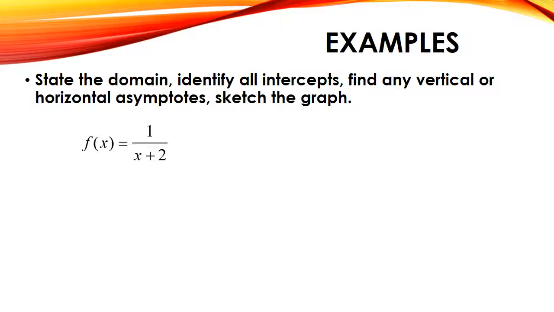Let's try an example. You're going to state the domain. You're going to identify the intercepts. Remember, the x-intercepts are the places where y equals 0, and the y-intercepts are the places where x equals 0. You're going to find any vertical or horizontal asymptotes, and you're going to sketch the graph. Pause the recording, give this a try, and resume to check your answer.